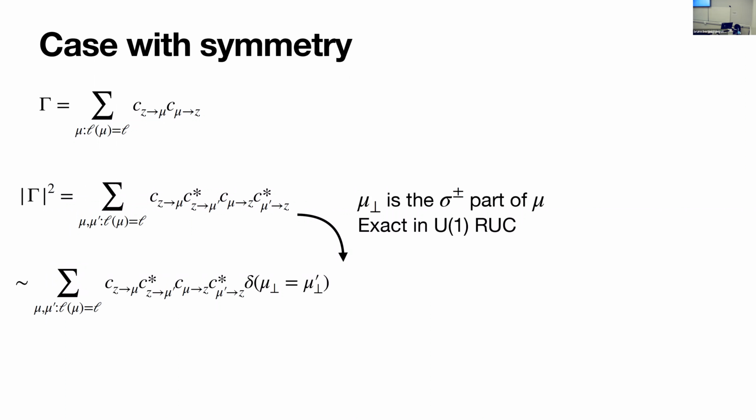So when you look at the circuit average of this gamma squared thing, you end up finding that mu and mu prime have to be sort of similar, in that they have to have sigma pluses and sigma minuses at the same spatial locations, but otherwise they can differ by products of this local conserved density. I'll give an example in a second.